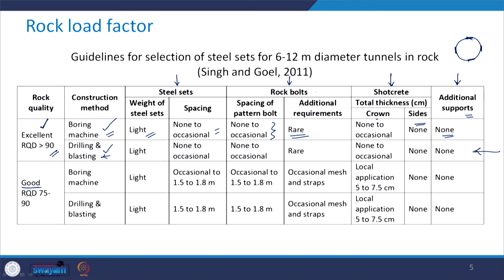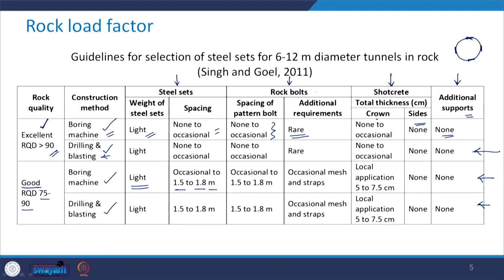Then the second type of rock quality is good, which is defined by RQD varying between 75 to 90. Again here we have the two construction methods, one is the boring machine and the other is drilling and blasting, and the corresponding requirements for the three types of support system have been given in these two rows. For example, when we use the tunnel boring machine, we need lightweight steel sets, and the spacing is going to be occasional or 1.5 to 1.8 meters.